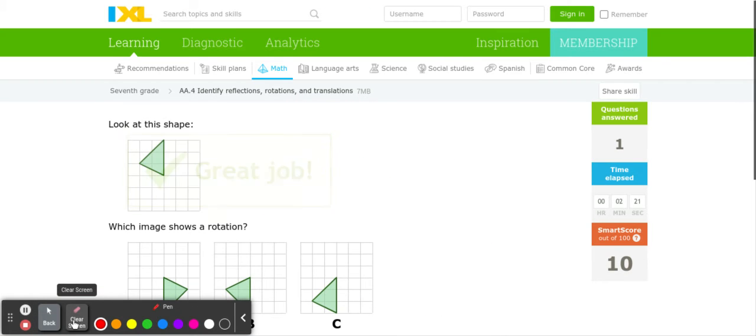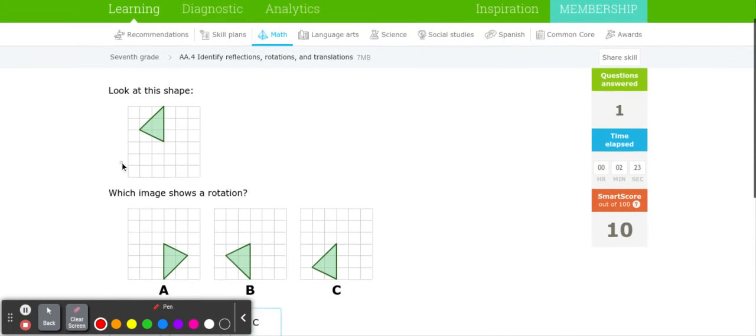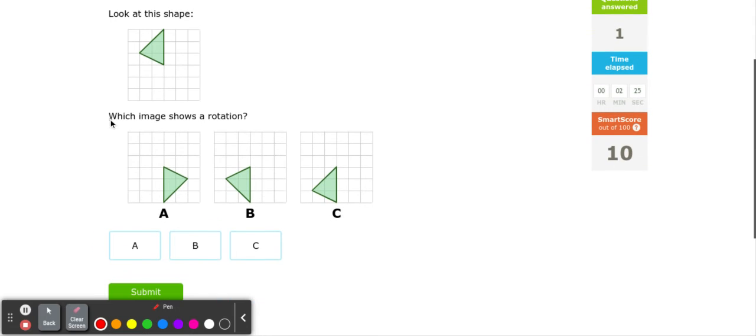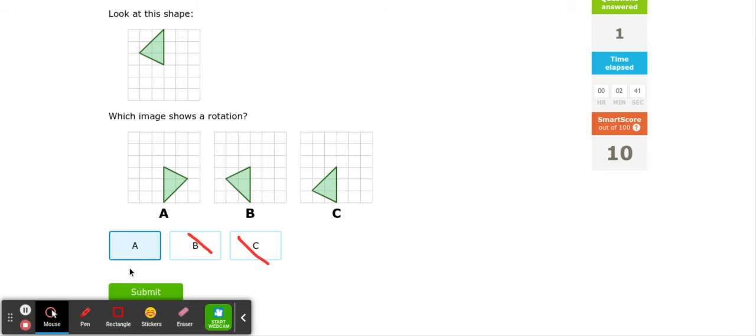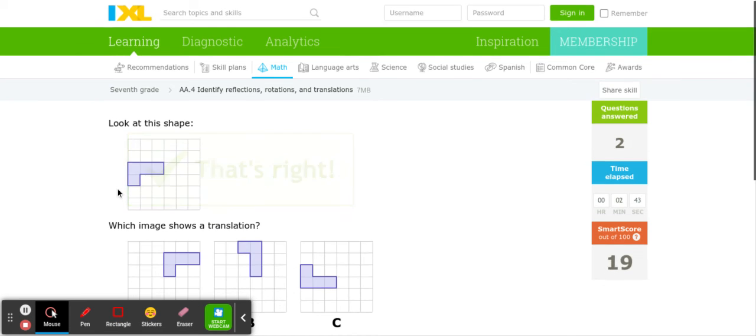Let's try one more. Look at this shape. Which image shows a rotation? So we're asked to find the rotation. So basically, if we move it in a counterclockwise or clockwise direction, we know it's not C because C is a translation. We know that it's not B because B is a reflection, so it has to be A. Let's check our answer. And it's correct.